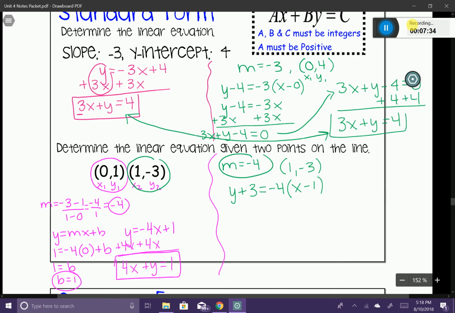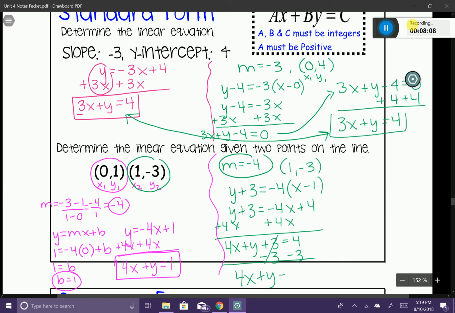Now, let's transfer it. I'm going to start by distributing. Be careful with your negatives. And then I'm going to manipulate my x and move it over to the left-hand side. So now I have 4x plus y plus 3 is equal to 4. Now, I'm going to subtract 3 from both sides to get my constants together, to leave me with 4x plus y is equal to 1.